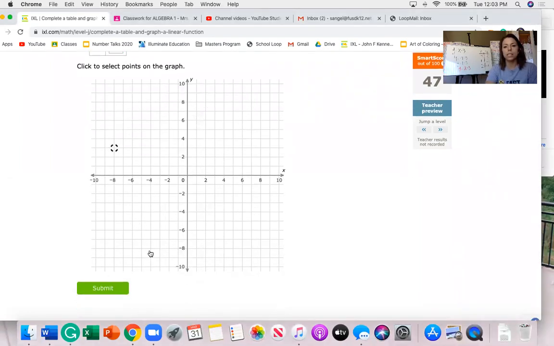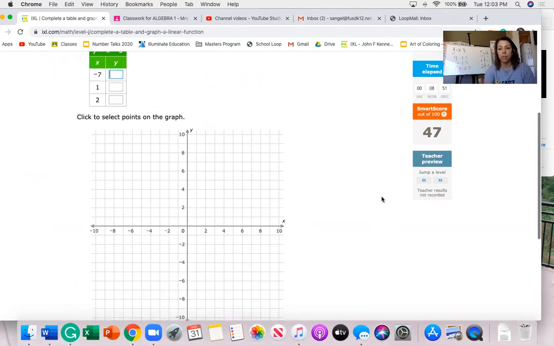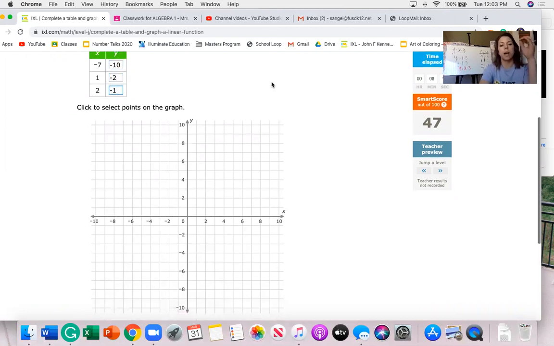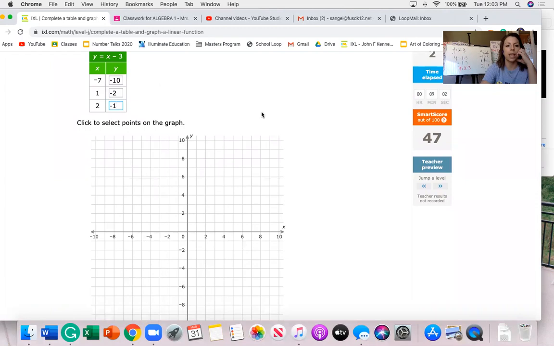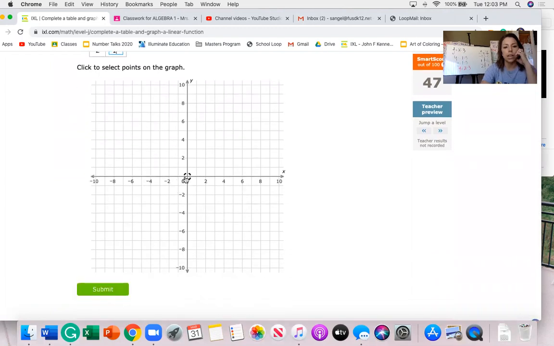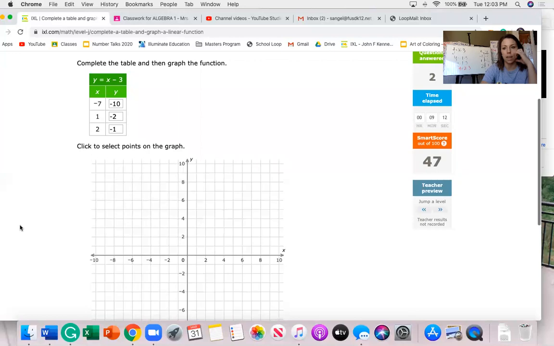Oh, this is interesting. I didn't actually notice this. When you get to this point, it looks like you went from just being in the first quadrant to now an entire graph. It's a good thing that we practiced that last week. So we have -10, -2, and -1. Let's start with graphing the point -7, -10. Starting at 0, 0, I go all the way to -7 and then down to -10. And that's my first point, -7, -10.